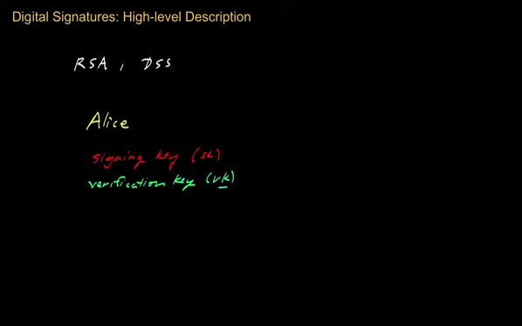So basically, if you have a message, and let's call this message M, and you wish to digitally sign that message, what you're going to do is apply a mathematical transformation. Alice is going to apply a mathematical transformation to the message M and her signing key SK. Okay, and the output of that transformation will be a special sequence of numbers that we call the signature on the message M.